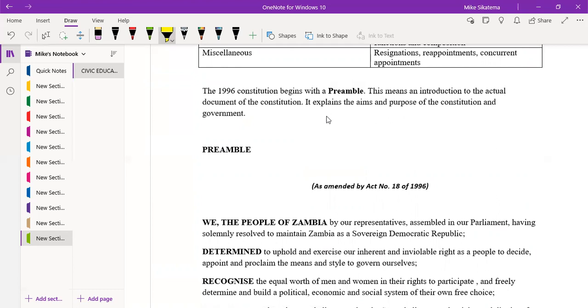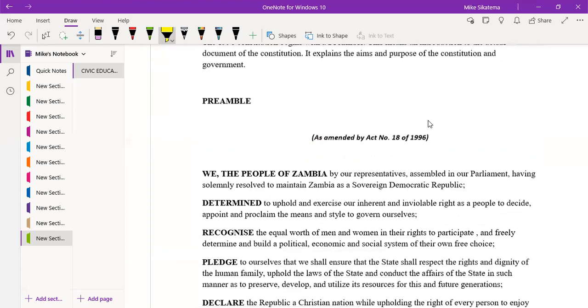So the 1996 Constitution begins with a preamble. Every constitution begins with a preamble. This means an introduction to the actual document of the Constitution. It explains the aims and purpose of the Constitution and government. So this is the preamble of Zambia, and we're going to read it together.